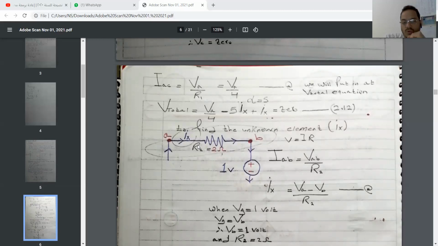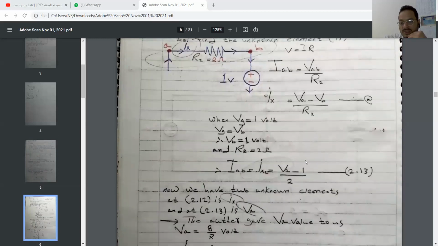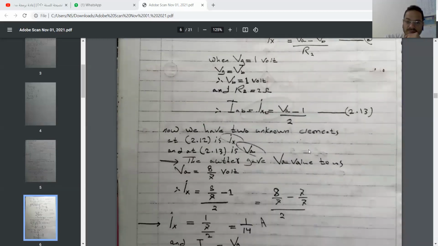Which one we want? IX, VA minus VB divided on R2, VG equal VB, and R2 equal 2 ohm, like the author said. VAB equal IX equal VA minus 1 divided on 2 ohm. Minus 1 volt divided on 2 ohm. Now we have 2 unknown elements, IX and VA. The author give it us VA equal 8 divided on 7.